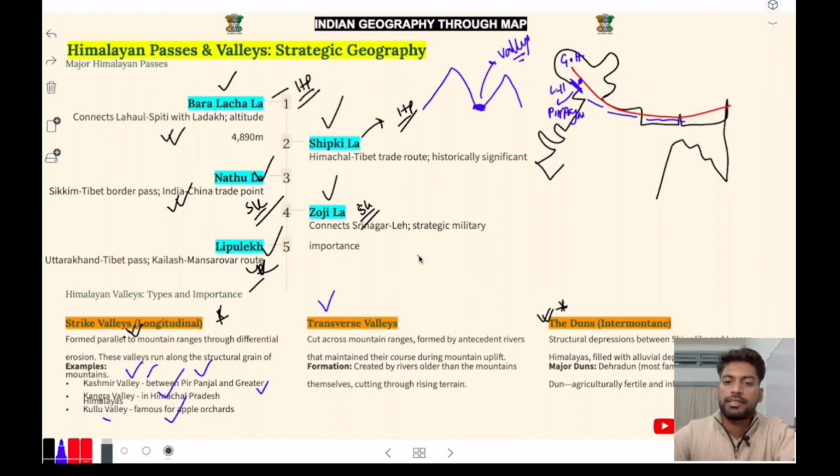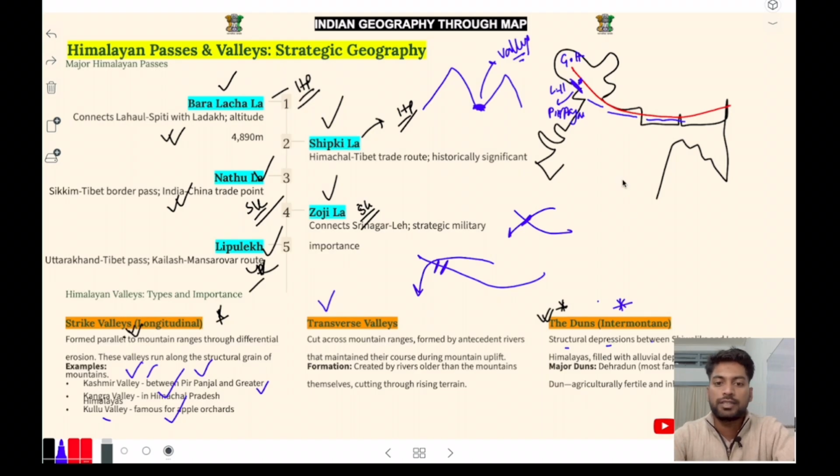Dekho, suppose this is your mountain and you can see some valleys there. So transverse valleys are also there. Mostly these valleys are created by the erosion of rivers. Suppose this is a mountain and it's cut by a river, then there will be a plain area. Dunes are the structural depression between Shivalik and Lesser Himalaya. Just keep in mind, we'll discuss dunes, but first we have to complete the Shivalik and Lesser Himalaya.